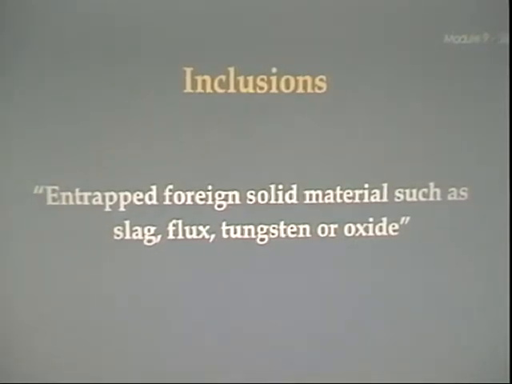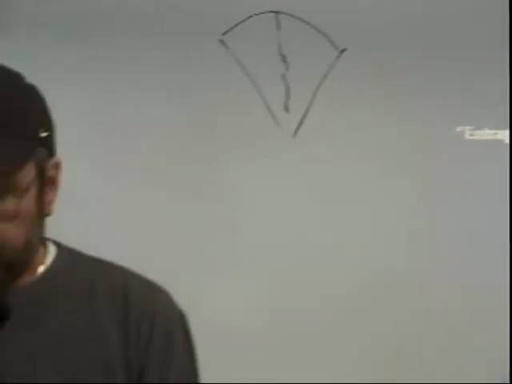Inclusions. Entrapped foreign solid materials such as slag, flux, tungsten, or oxides. On page 911, I've highlighted the entire column under inclusions, and it says, put a bullet by where it says the definition of inclusion is entrapped foreign solid materials such as slag, flux, tungsten, or oxide. Thus, the term inclusion can include both metallic and non-metallic categories.